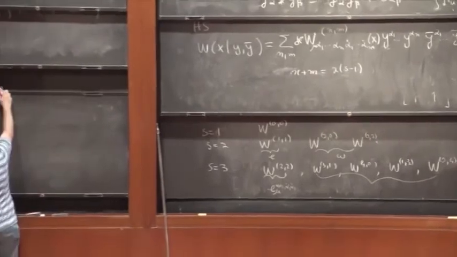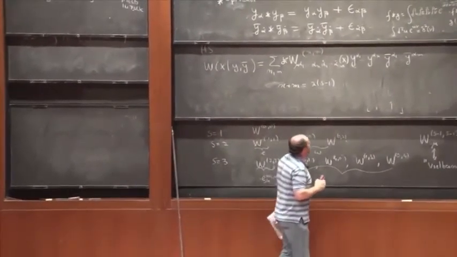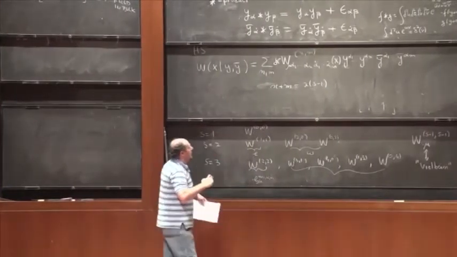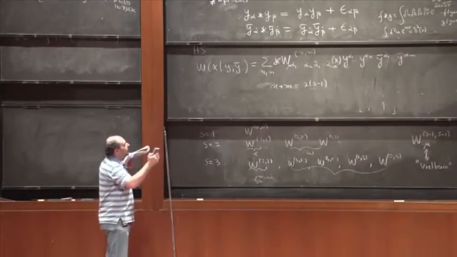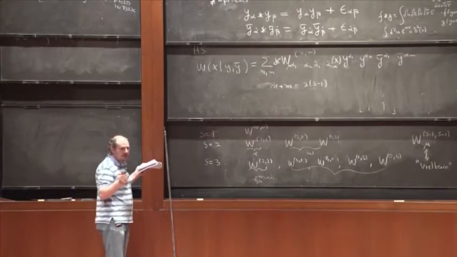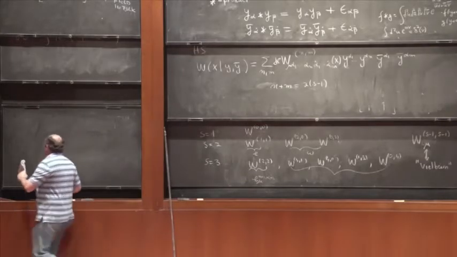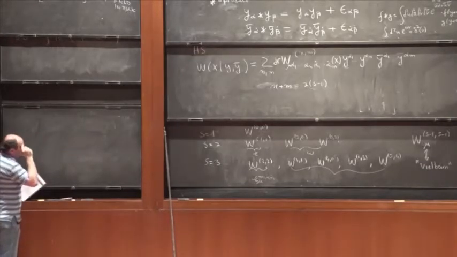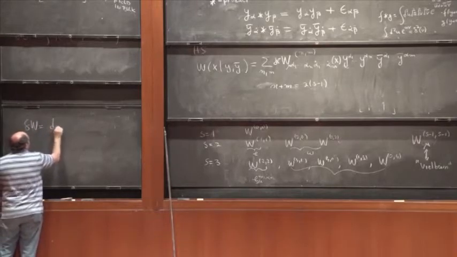So as SO(3,2) is the algebra of bilinears of these Ys and Y-bars, the higher spin algebra can be defined as the algebra of all polynomials of Y and Y-bars. It can be generated by all the monomials. And W is a gauge field for that algebra. Its gauge transformation is the usual one.